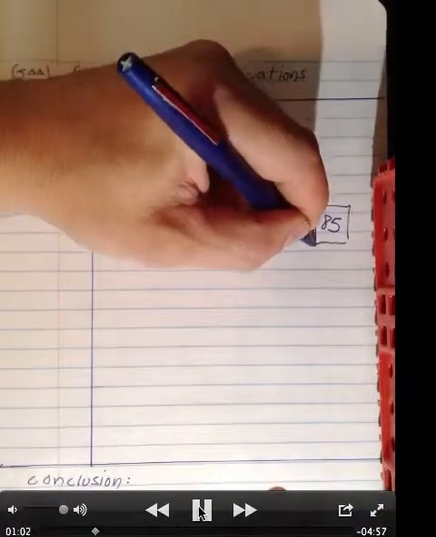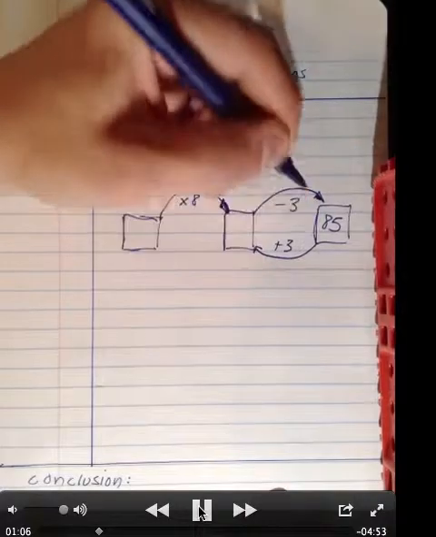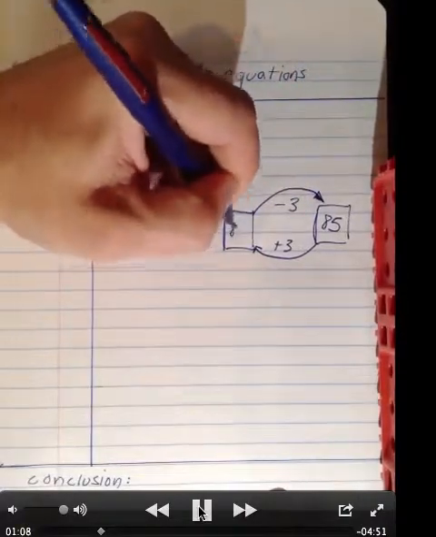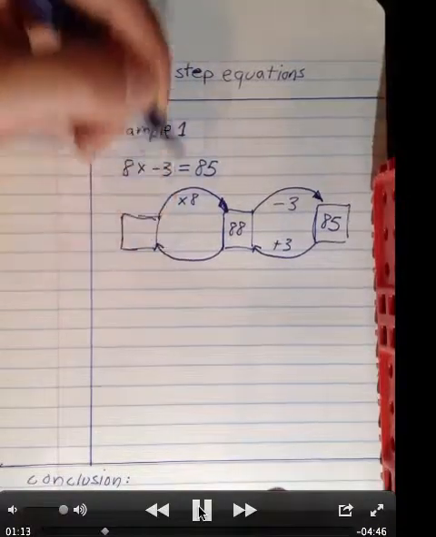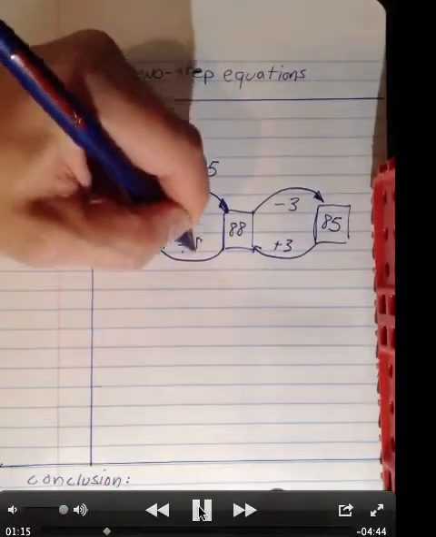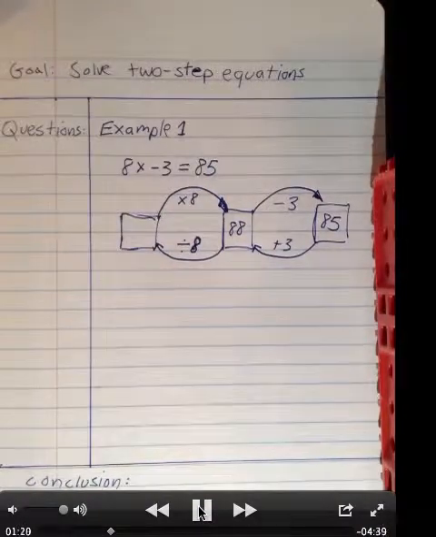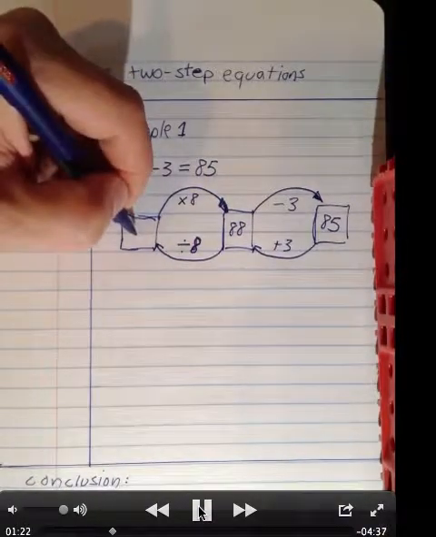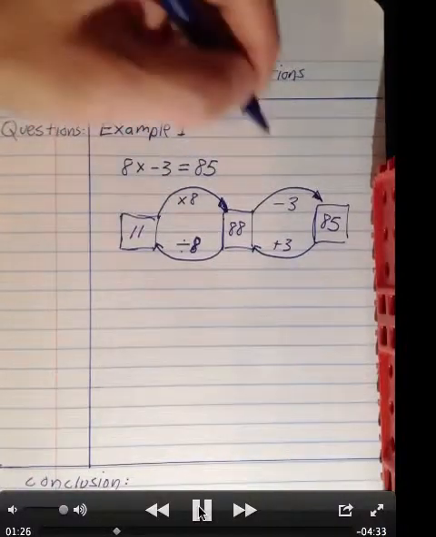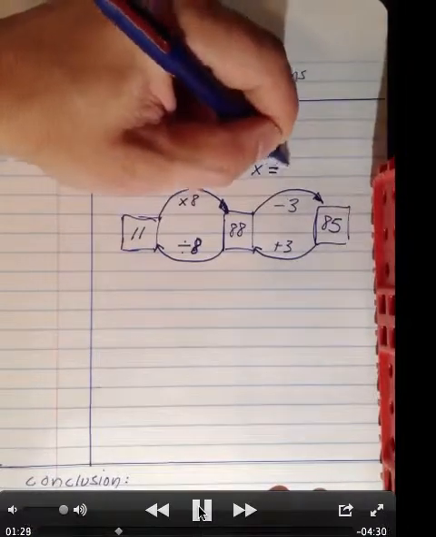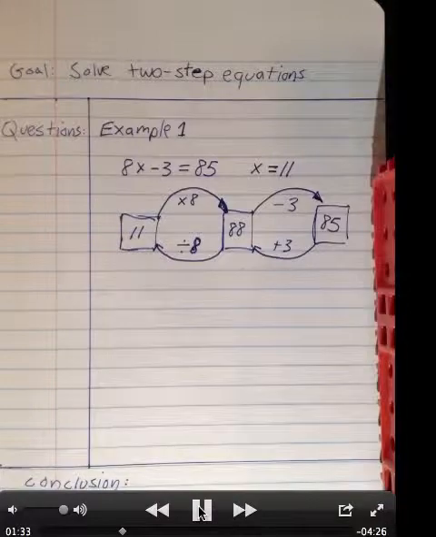So now we're going to backtrack, and we're going to add 3. So 85 plus 3 is 88. And then we're going to backtrack from multiplying by 8. We're going to divide by 8, and that becomes 11. So x is equal to 11. So the key with two-step equations is knowing what happened first and then what happened next, so that you can do them in reverse order.